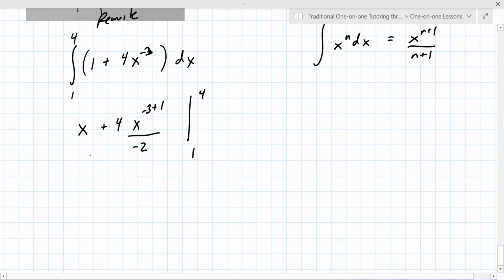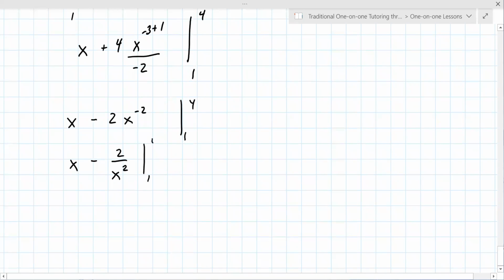So we should simplify this just a tiny bit here. This is x minus 2. This is really x to the -2. And what I would recommend is writing it as positive exponents. It just makes simplifying it easier. Okay, from 1 to 4. So now you can put that top number in. It's 4 minus 2 over 4 squared minus 1 minus 2 over 1 squared. Whatever you're subtracting, it's good to put that all in parentheses so you don't accidentally get a sign out of order or out of place here.